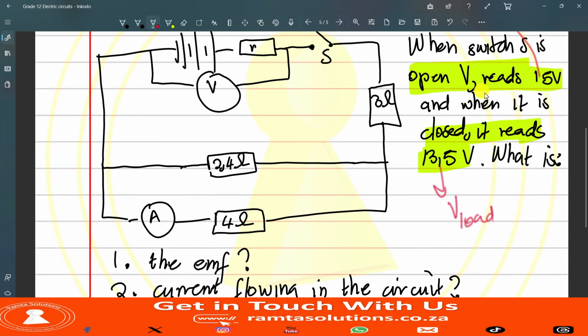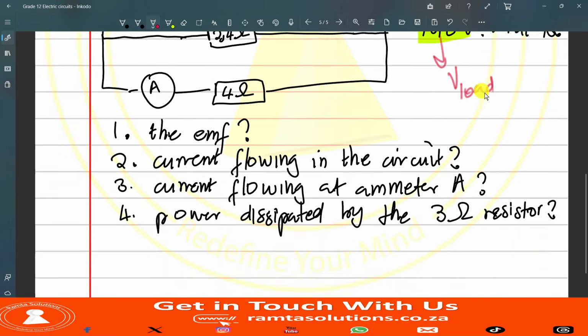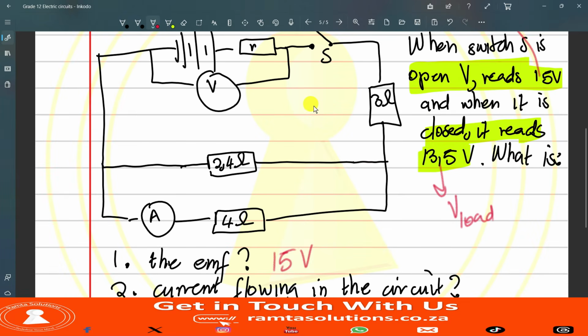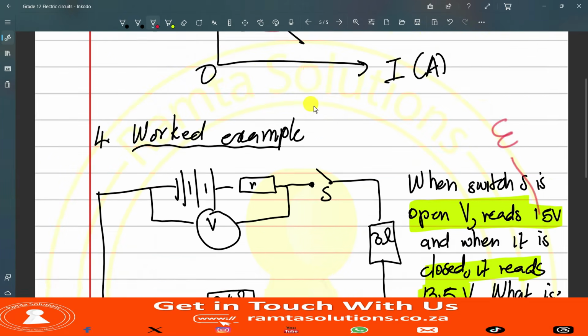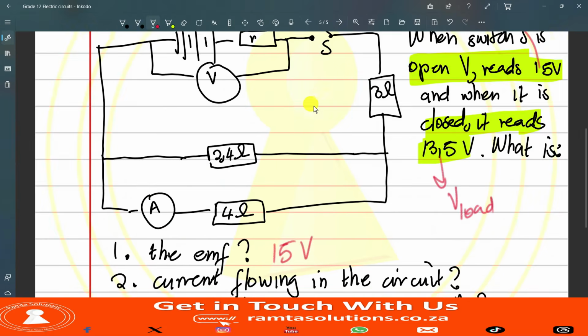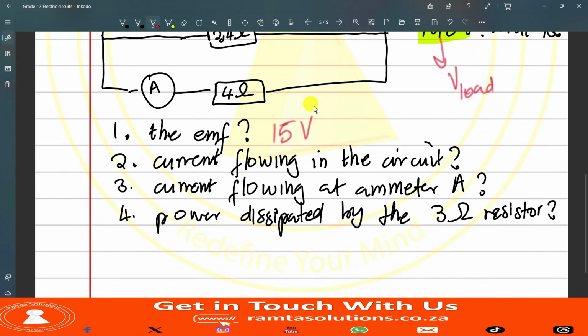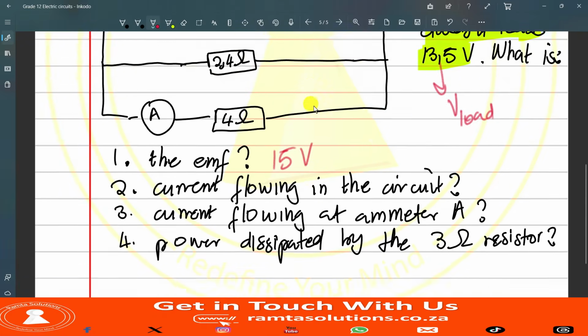Now the question is, what is the emf? Our emf is simply 15 volts. Do you remember? The emf is the potential difference when there is no current flowing. It is the potential difference applied by the battery. So the emf is 15 volts. Happy? Great stuff.